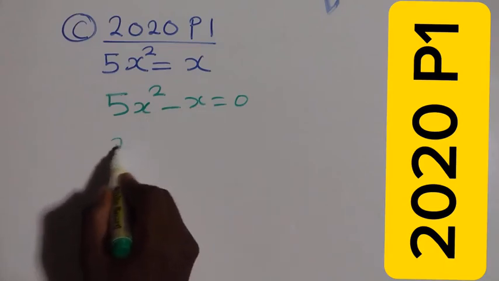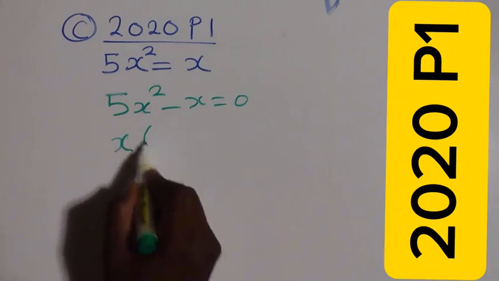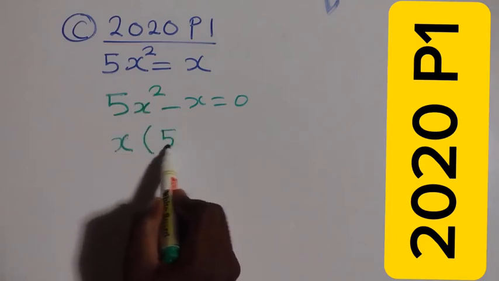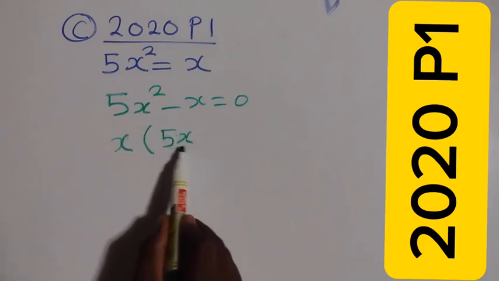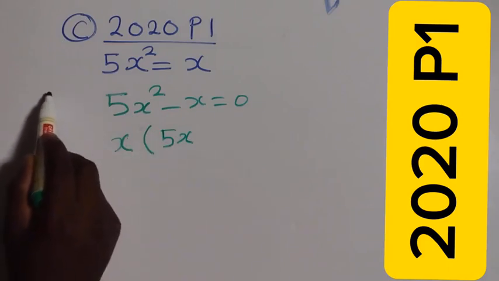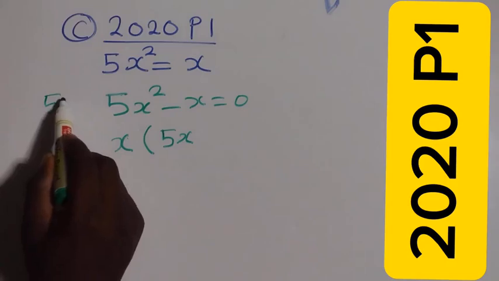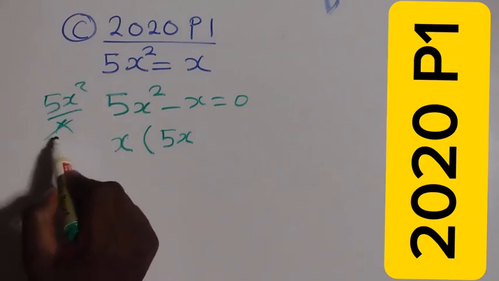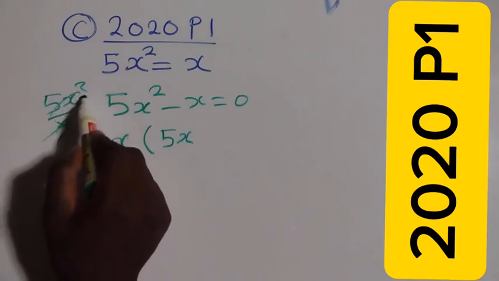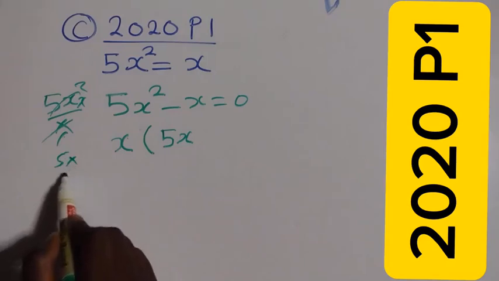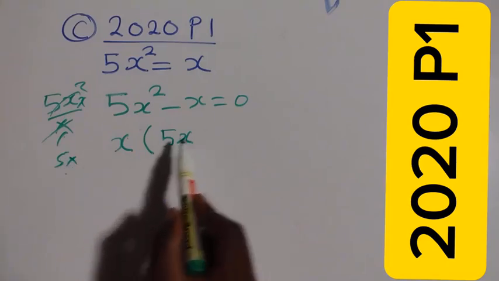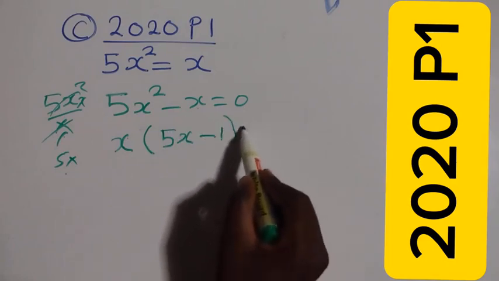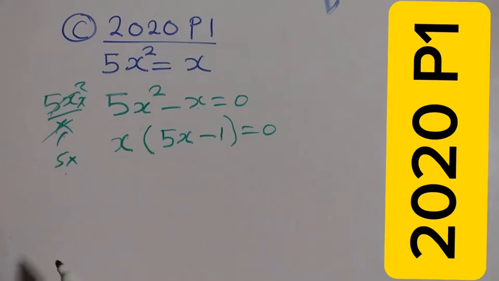So we can say that x is common, open bracket, x into 5x squared, we are going to have 5x. So to get this 5x, what we are doing is we are just dividing. So since we have 5x squared, when we divide by x, you remain with a single x. So this is the 5x that we remained with here. Minus x into x, it's a 1. Then equal to what? 0.